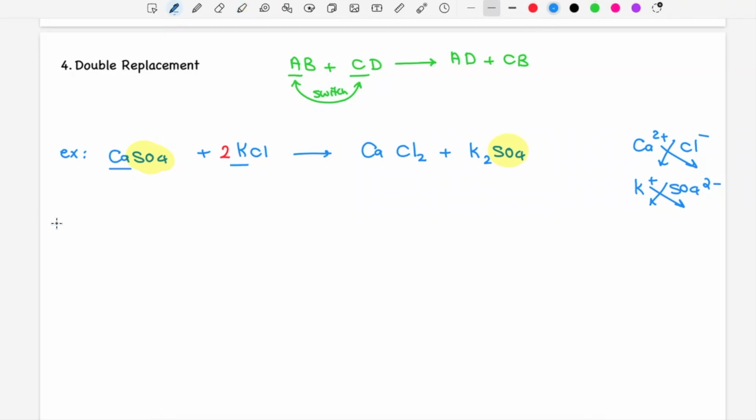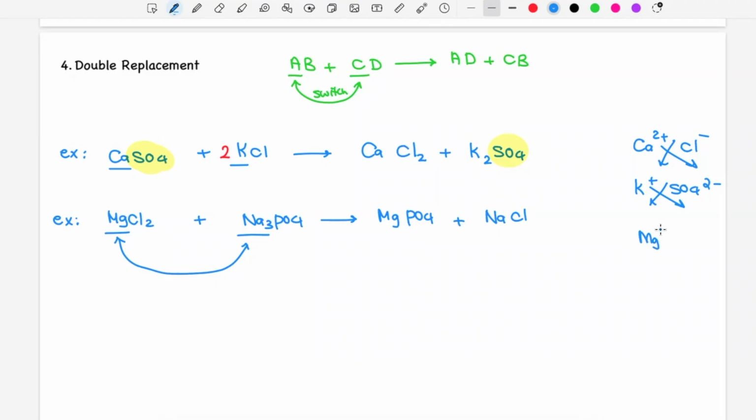Let's try another one. Let's say we have magnesium chloride plus Na3PO4, sodium phosphate. Again, as we said, the metals have to switch. Magnesium is a metal, sodium is a metal, so you switch them. Now magnesium goes with the phosphate. I put some space because I haven't put the subscripts yet. And Na goes with the Cl. Again, the charges matter.